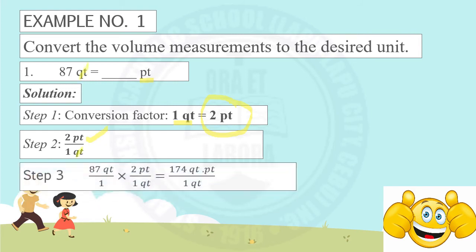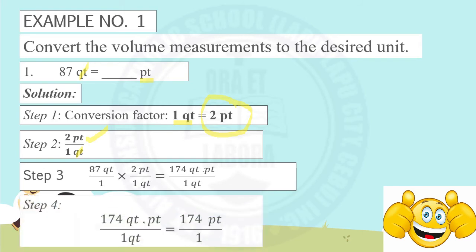Step 3. 87 quarts over 1 times 2 pints over 1 quart is equal to 87 times 2, and that is 174 quart pints. 1 times 1 quart is equal to 1 quart. We will do the cancellation of units. Quarts at the numerator as well as the denominator will be cancelled out.